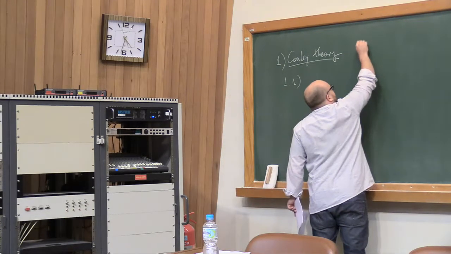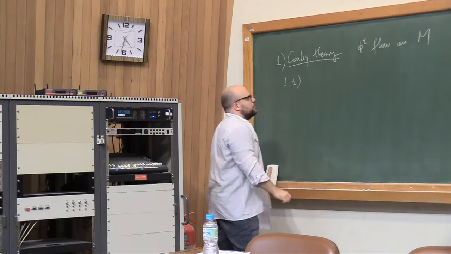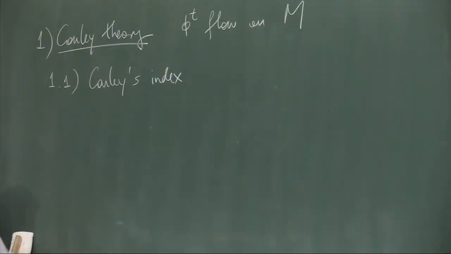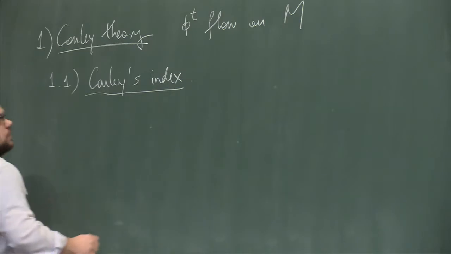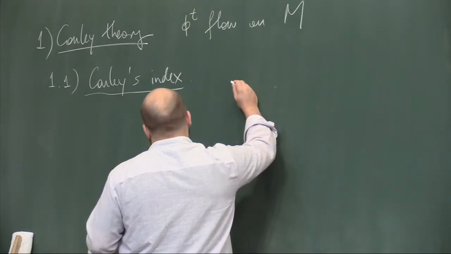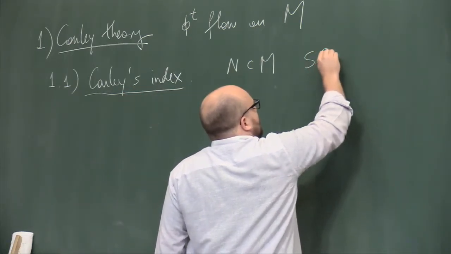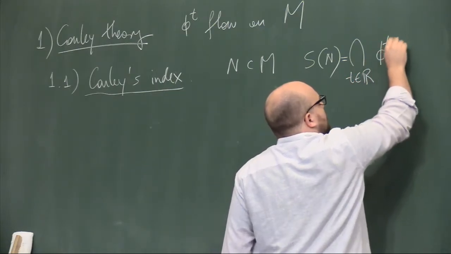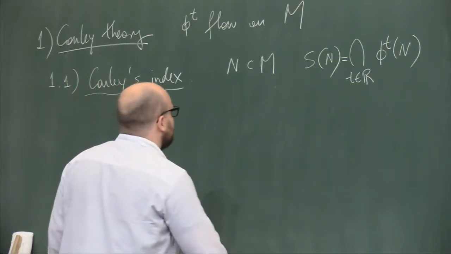So for the first 15 minutes or so, I will consider a smooth flow on a smooth manifold. And the first ingredient that you need to get a Morse-like theory is to have the analog of the Morse index well defined. So let me tell you a bit about that. First, a bit of notation. If you have a subset N of our manifold equipped with the flow, I will denote by S(N) the maximal invariant set contained in N. So the set of points of N for which the whole trajectory, in the past and the future, is contained in N.